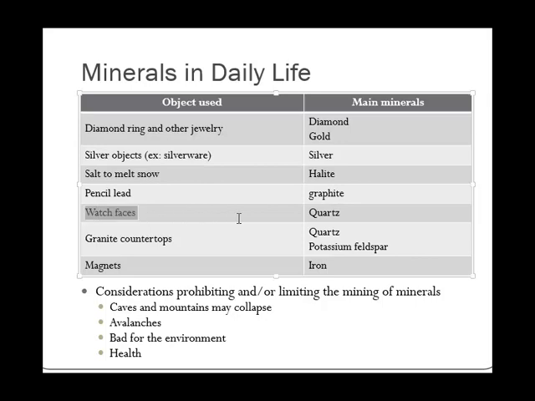Watch faces very often are made with quartz. If you look at your watch, I am actually looking at my watch right now. You can't see it, but it says quartz right in the middle, because the watch face is made from quartz. Quartz is a very cheap, plentiful, and hard mineral, and so can be used for things like putting things together. Magnets are made from iron.